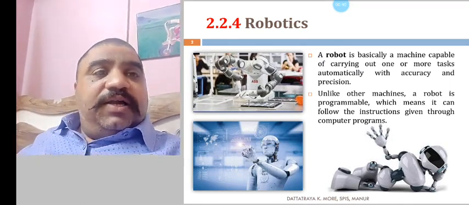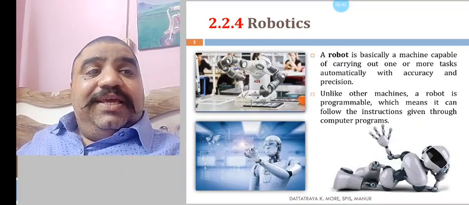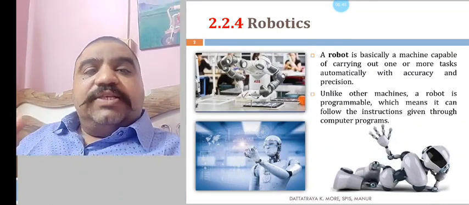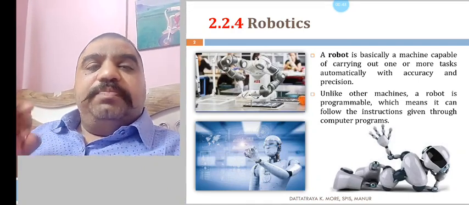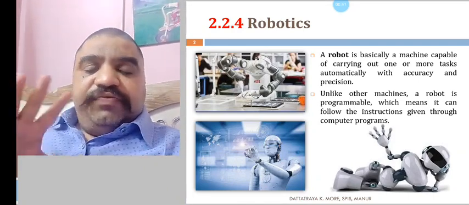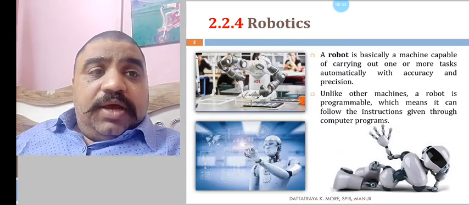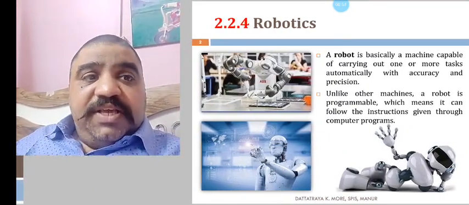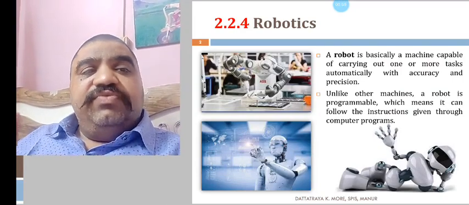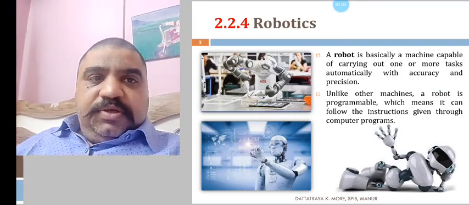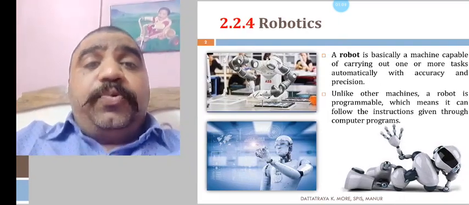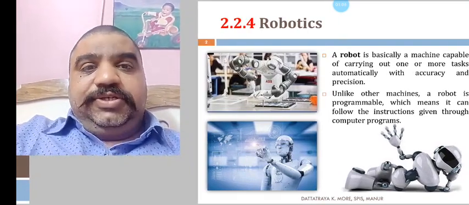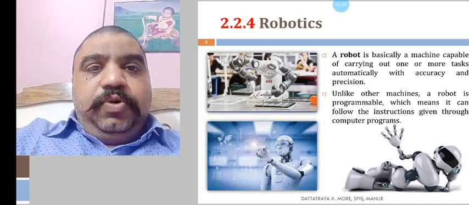by which you can understand the robotics part very easily. A robot is basically a machine capable of carrying out one or more tasks automatically with accuracy and precision. This is the actual definition of the robot. Unlike other machines, a robot is programmable, which means it can follow the instructions given through computer programs. That is very important. It is a programmable machine. We can program it with the help of computer programs.